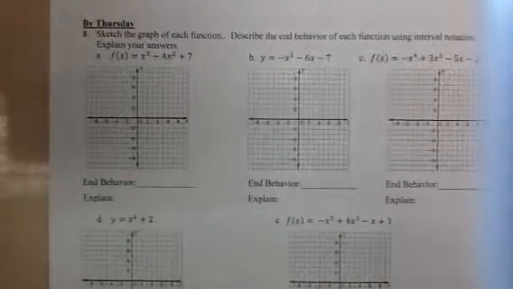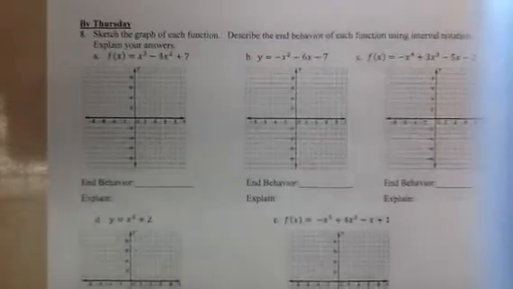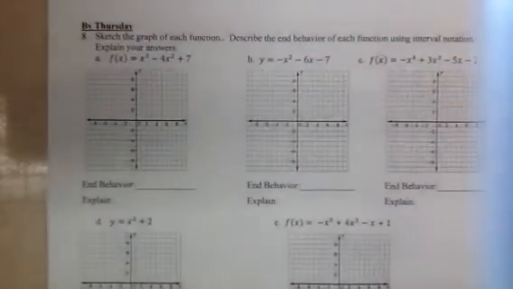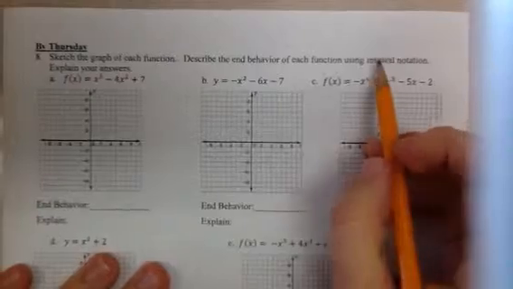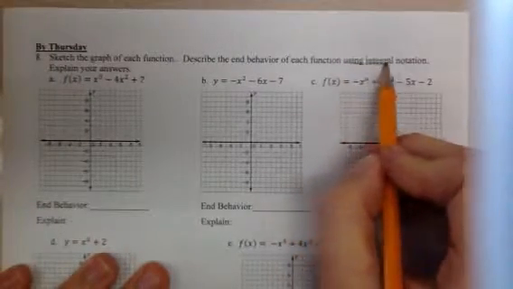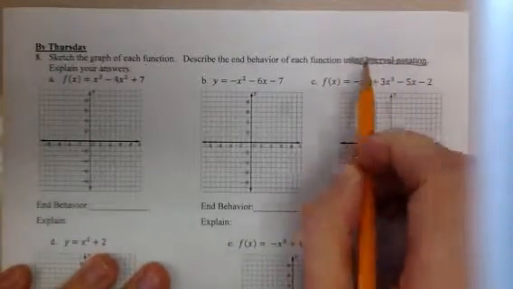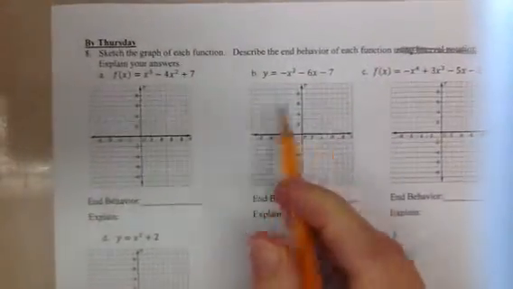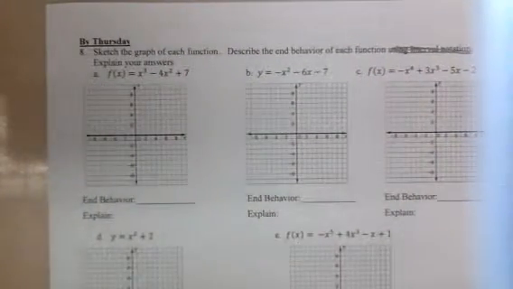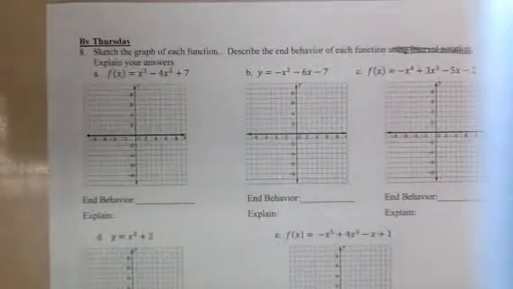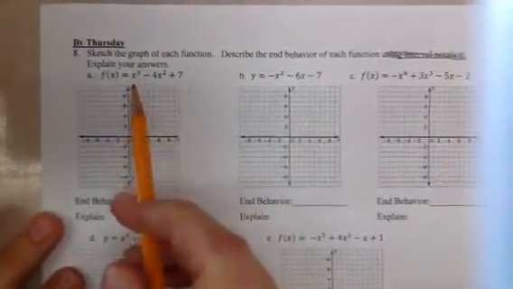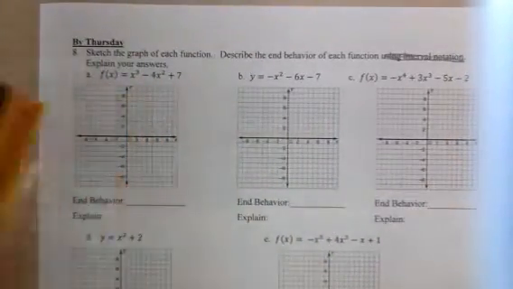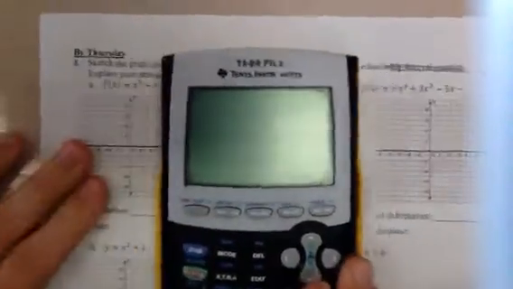Okay, so these instructions say sketch the graph of each function and then describe the end behavior of each function. It says using interval notation, but I'm going to work with just the notation our book used. When x goes to positive infinity, what does y do, right? When x goes to negative infinity, what does y do? Okay, so let's start with this. I'm going to use my graphing calculator to do that.